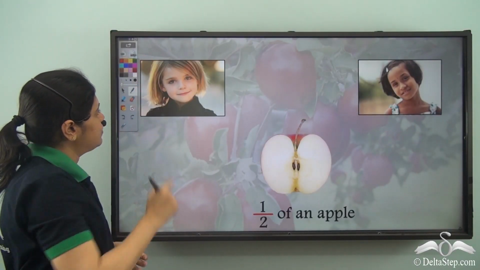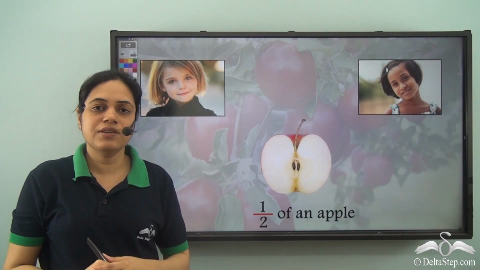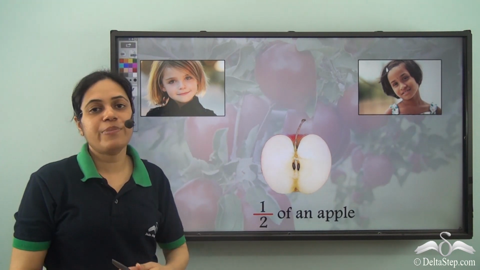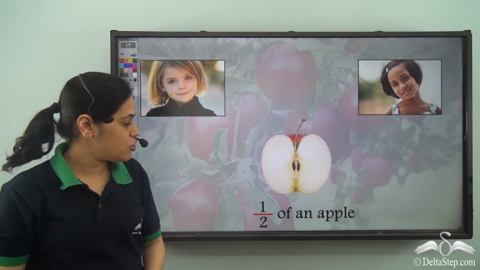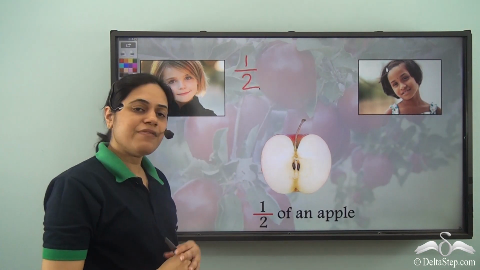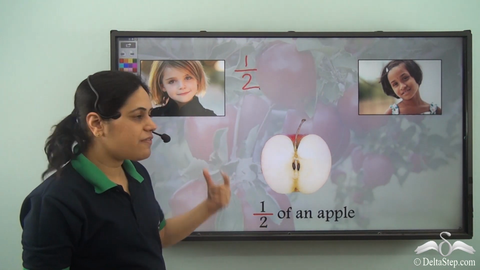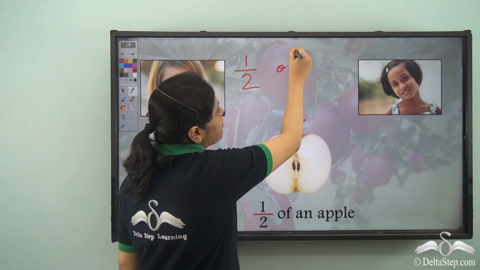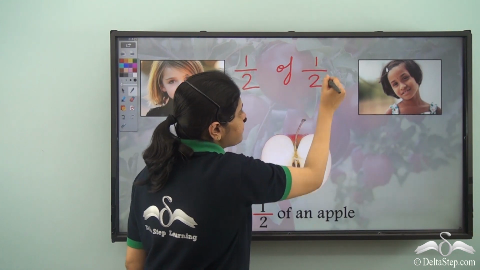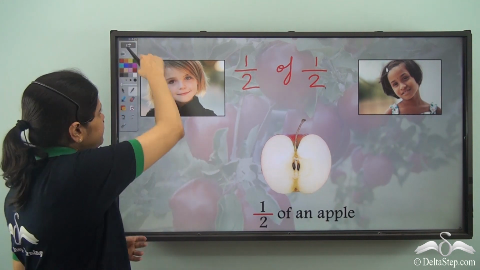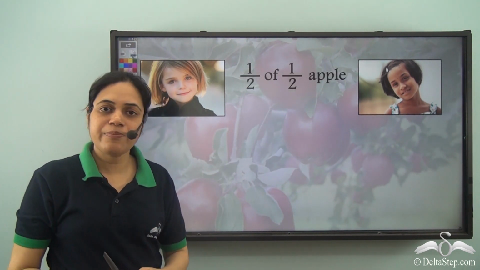Now another friend of this girl came to her and even she was hungry. So they decided to share this apple between themselves. So now once again they will have half of whatever is there. And what is there with this girl? She has half apple. So they will have half of half. Each of them will have half of half apple.